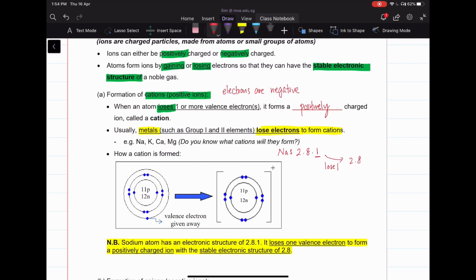When you lose that one electron, now this is the losing part. That's why this one will become a positive ion, because electrons are negative. So when you have fewer electrons, in this case, it actually becomes more positive.